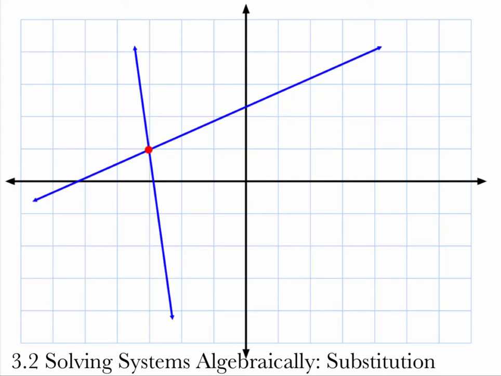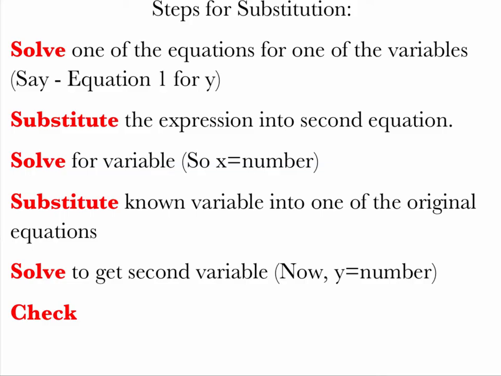Now let's solve some systems algebraically, and we're going to use a technique called substitution. For substitution, here are the steps, but until you do it, it doesn't make a whole lot of sense. What you need to do is solve one of the equations for one of the variables. Say we solve equation 1 for y. Substitute that expression for y into the second equation and do some algebra to solve for the variable.